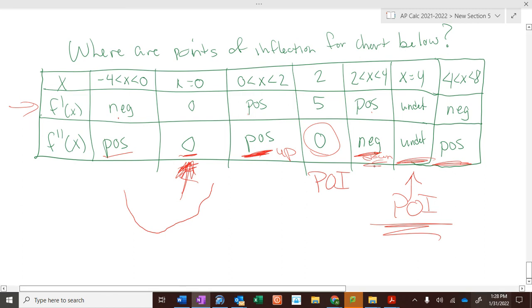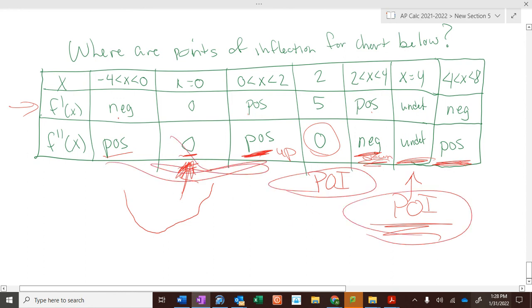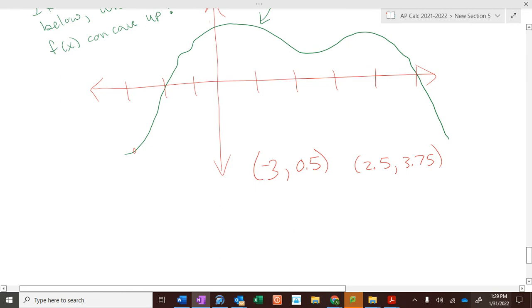Okay? So concavity changes, point of inflection. Concavity doesn't change, not a point of inflection. Just because the second derivative is 0 does not guarantee you a point of inflection. Okay? That's what that question's asking. And hey, that's it.